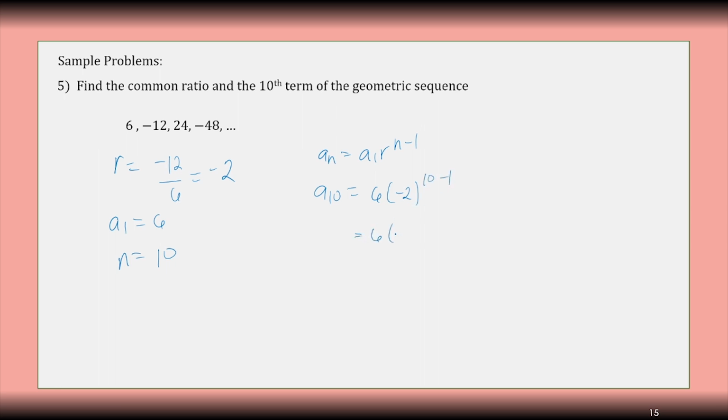So, 6 times negative 2, then 10 minus 1 is 9. So, equals to 6 times negative 2 to the power of 9. So, the answer is negative 512. Yan. So, negative yung sagot natin kasi exponent is odd. And pag pinag-multiply natin yan, magiging sagot dyan is negative 3,072. So, this will be the 10th term or the a sub 10.